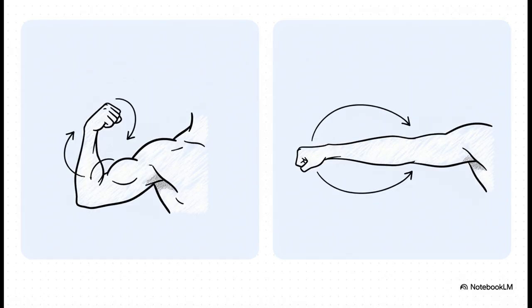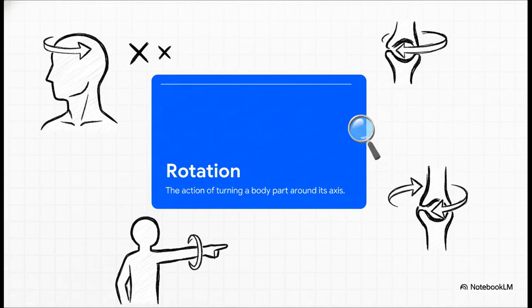Next, let's talk about flexion and extension. Flexion is what happens when you decrease the angle between two body parts. Think about bending your elbow to do a bicep curl. Extension is the opposite. You're increasing the angle, like when you straighten your arm back out. And finally, there's rotation. This one's pretty straightforward. It describes turning a body part around its own long axis. The classic example? Just shaking your head no. That's rotation of your neck.